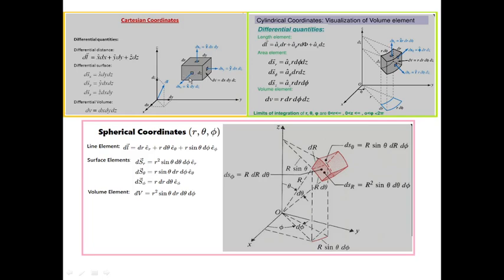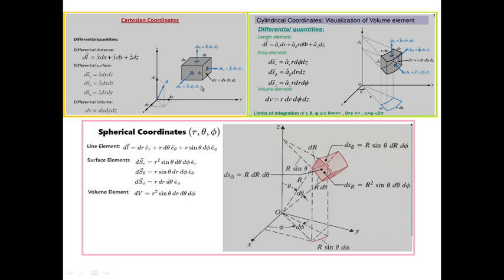Now it has 6 surfaces. 2 surfaces are pointing along x direction. This surface is pointing along x hat direction. The other side, the surface will point in the negative x direction. Similarly, this surface is pointing along y direction. This side surface will point along negative y direction. This surface is pointing along z direction, and the bottom surface will point along negative z direction.